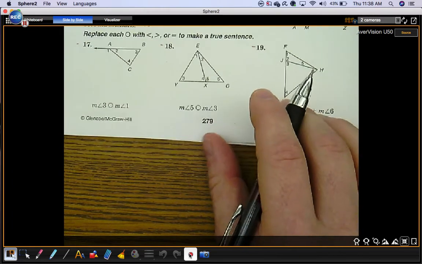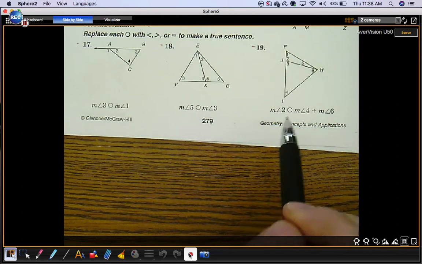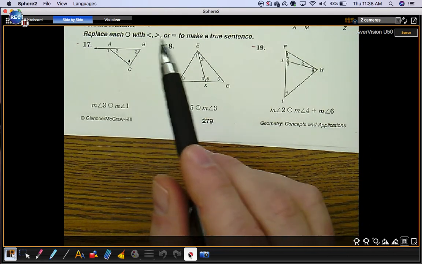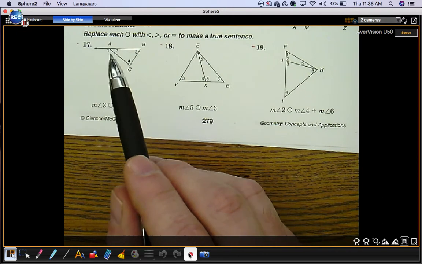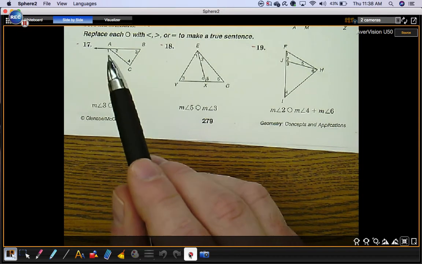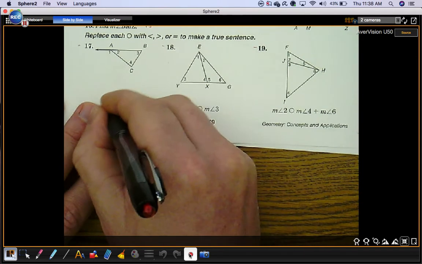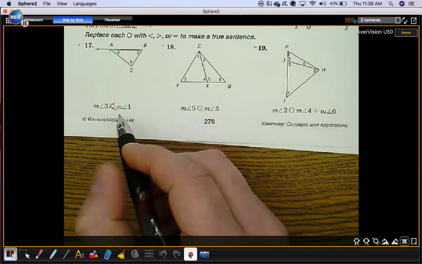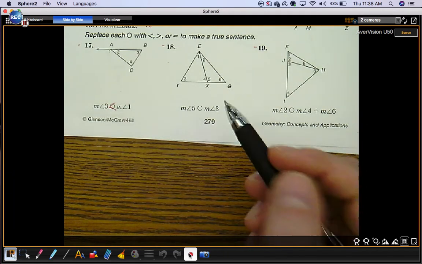Okay, 17 through 19. In this little circle, you're going to put either an equal sign or less than or greater than. Compare angle 3 with angle 1's measure. Well, angle 1 is definitely bigger because it's the exterior angle, and angle 3 is a remote interior angle with respect to angle 1. So angle 1 is definitely bigger. So point towards the smaller angle. Measure of angle 3 is less than the measure of angle 1. That's how you read that.